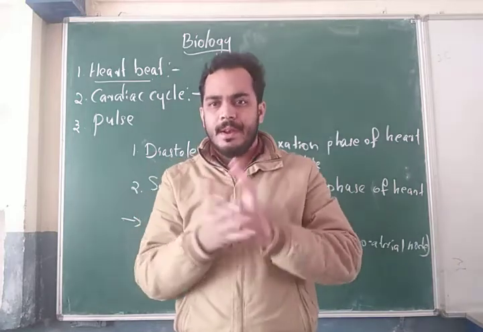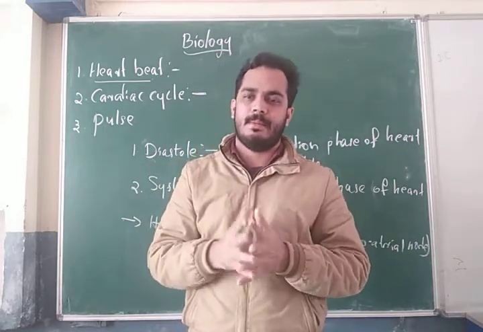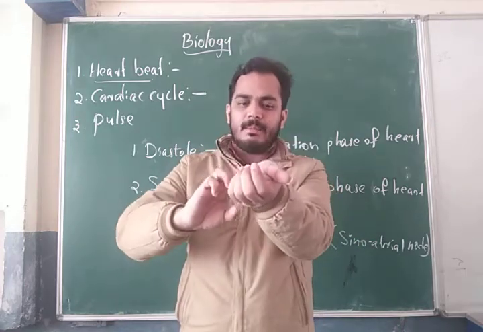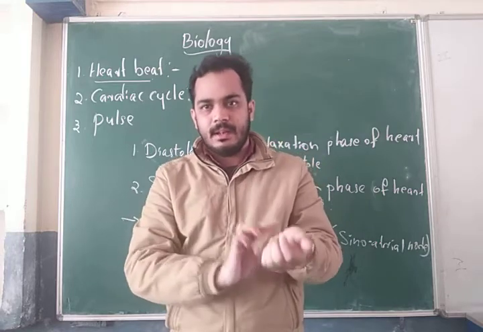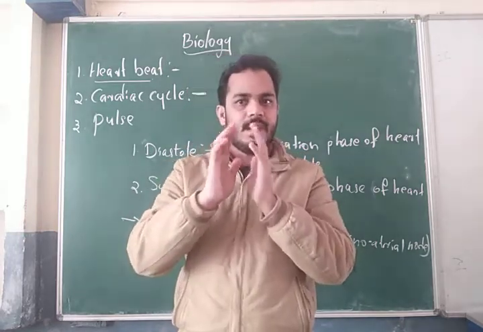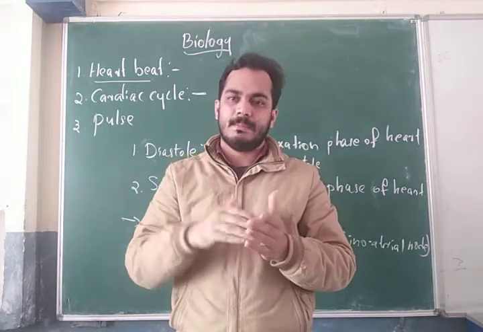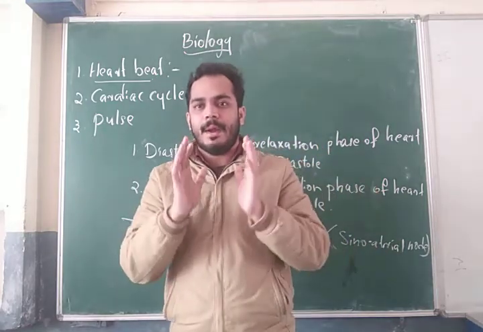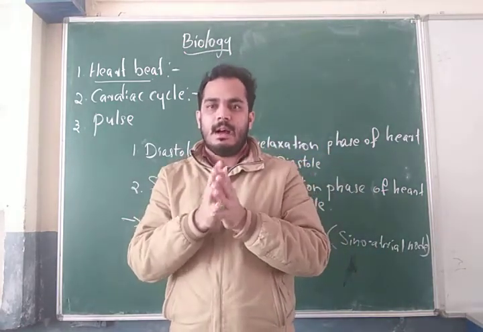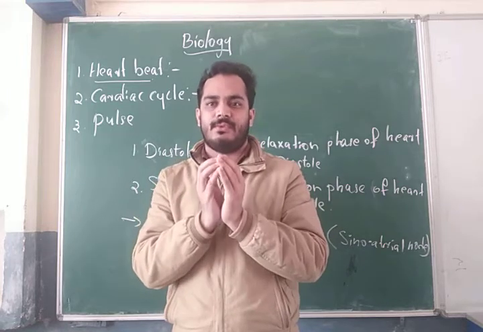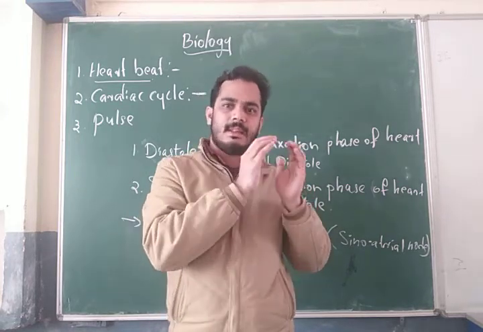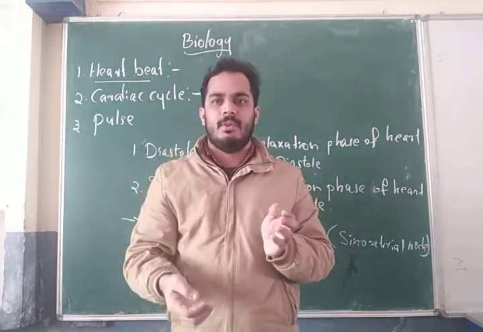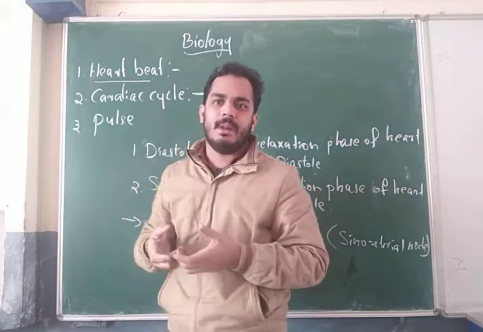How do we take the pulse from the body? Use the tip of the finger and lightly touch the artery. It is easy to identify the pulse rate. Pulse means the movement of the blood. It is possible because while the heart is contracting, it produces force, and as a result the blood is forcefully pushed outside and carried by the arteries.